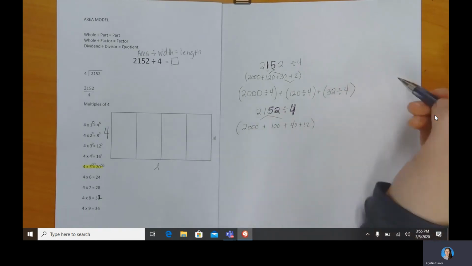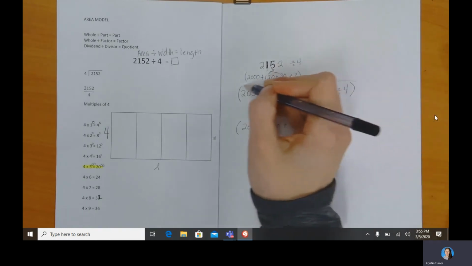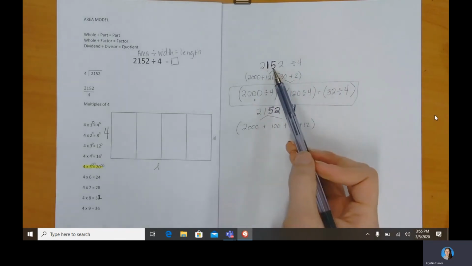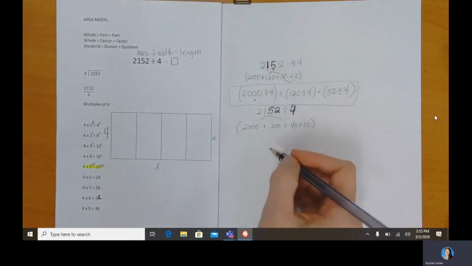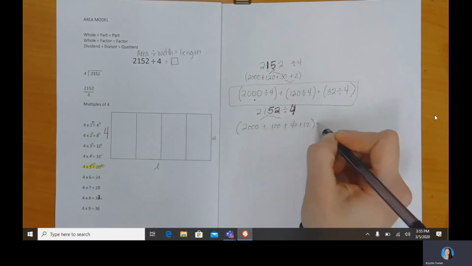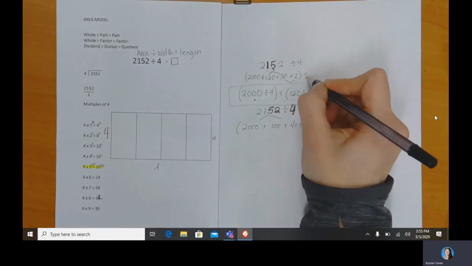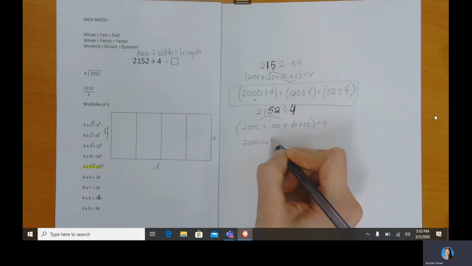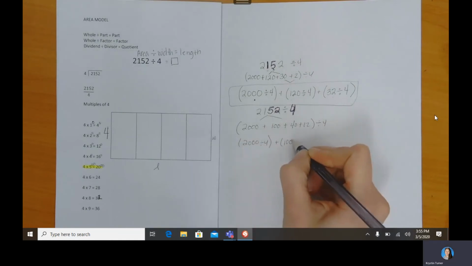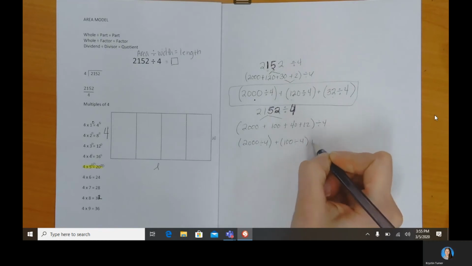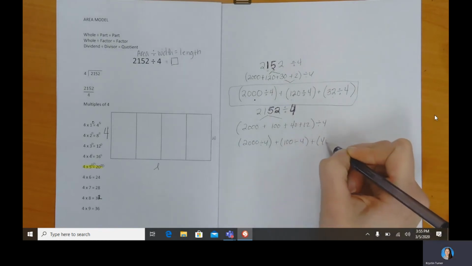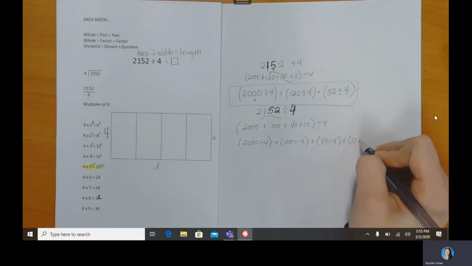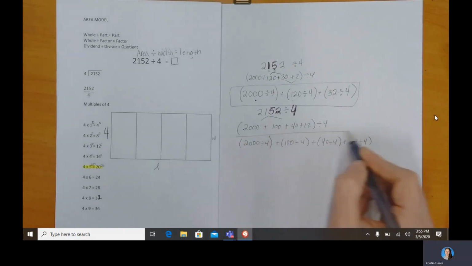And it doesn't really matter. I could make an area model this way because 2,120 and 32 add up to 2,152, or I could make an area model where I have 2,000 divided by 4 plus 100 divided by 4 plus 40 divided by 4 plus 12 divided by 4. So I could use either one of these.